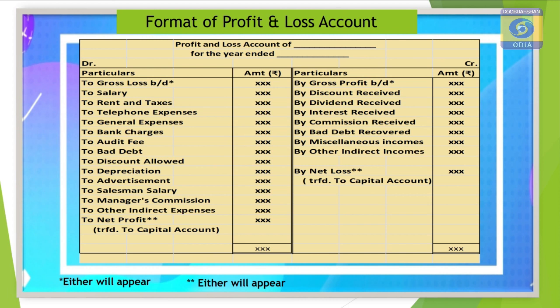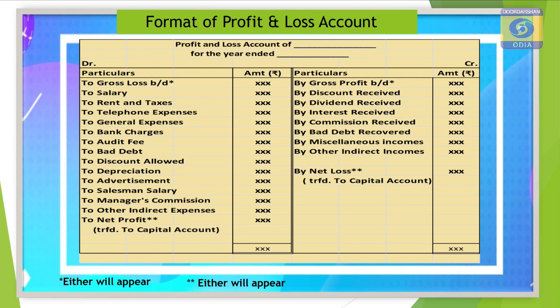Now, come to the credit side. On the credit side, we have by discount received. If any discount has been received, then that will be shown on the credit side. By dividend received, by interest received, by commission received. If any bad debt has been recovered, then that will also find a place on the credit side. By miscellaneous income, or any other kinds of indirect income, students, that will come to the credit side.